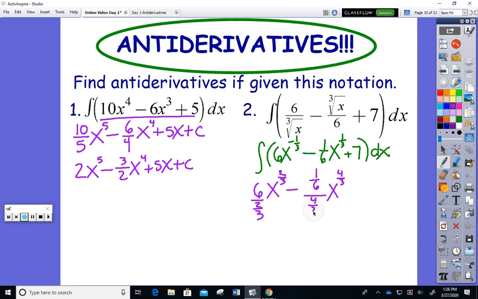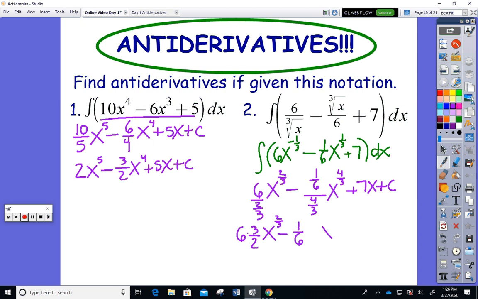Divide by 4/3. And then I've got plus 7x plus c. That's the easy part. Now let me tell you, I will normally not write the step I just showed you. What I'll do is cut to this next step that I think for me is easier. Once I write x to the 2/3, I know I'm going to divide by 2/3, which means multiplying by 3/2. And then the same thing, I'm going to write down 1/6.